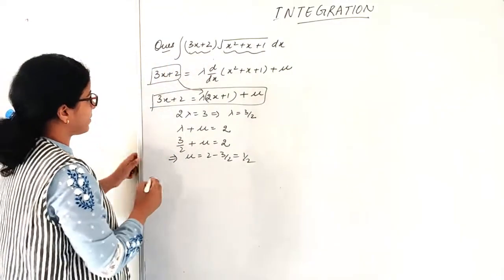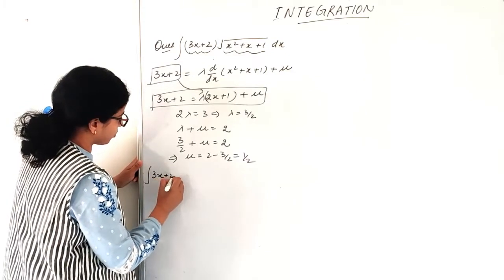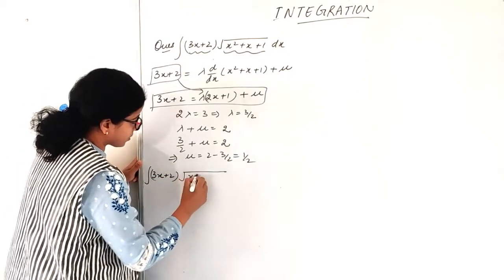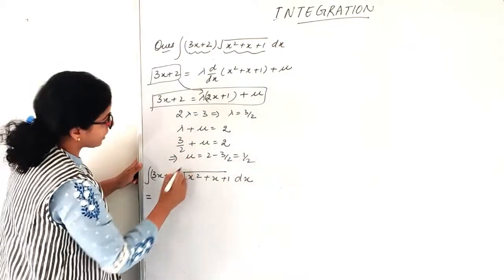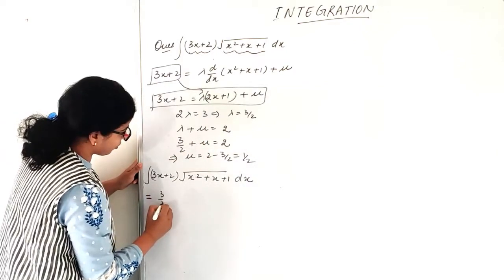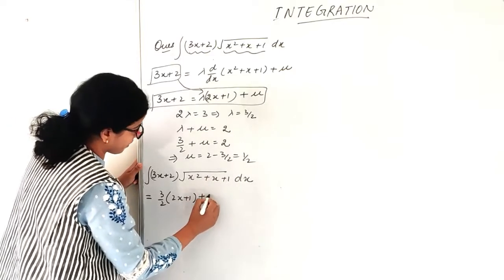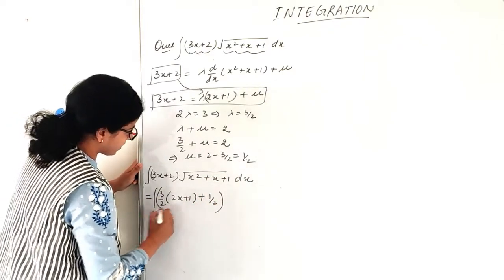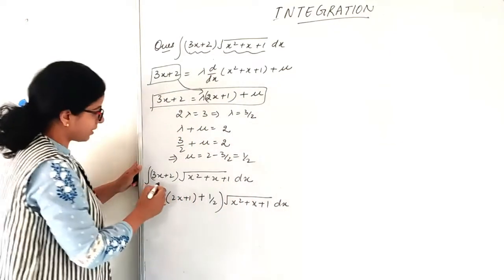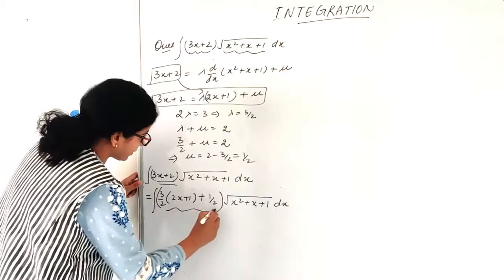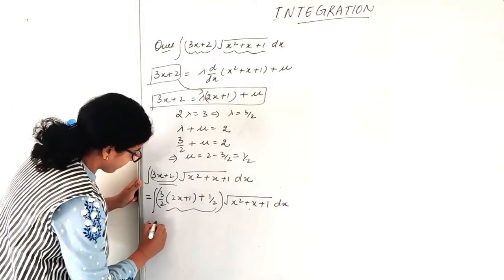So how can I rewrite my integration? It can be written as 3x plus 2 root x square plus x plus 1 dx can be written as, what is the value of lambda? 3 by 2 times 2x plus 1, mu is 1 by 2, bracket close, root x square plus x plus 1 dx. Is it clear? So this has been replaced by this value, and as it is other parts have been copied, right? Now I can separate it.